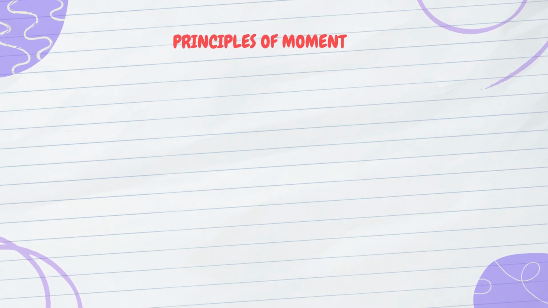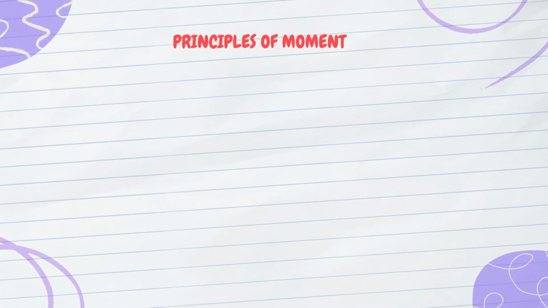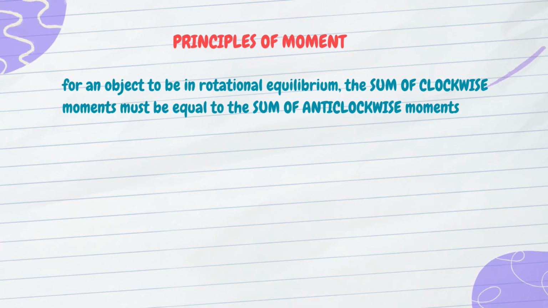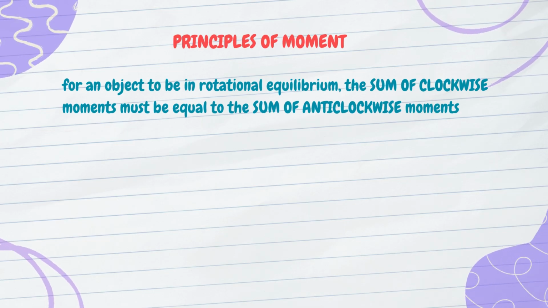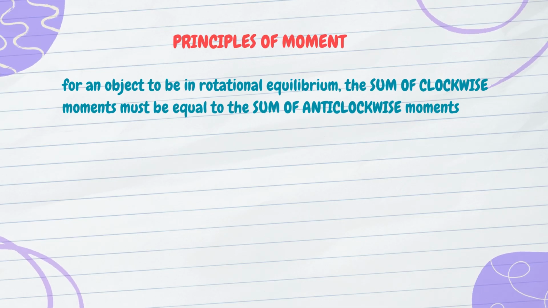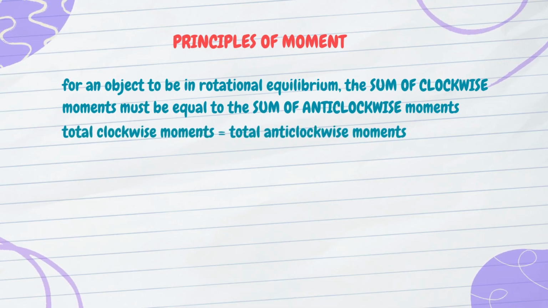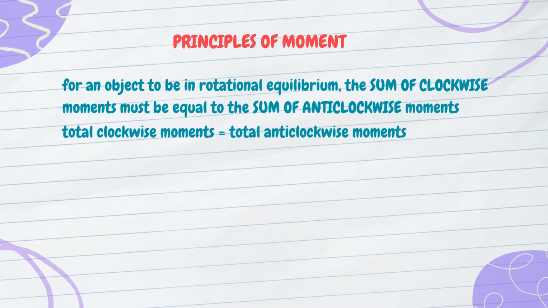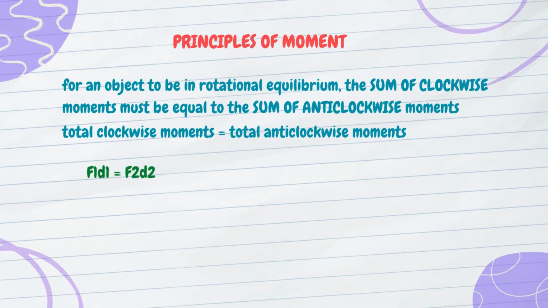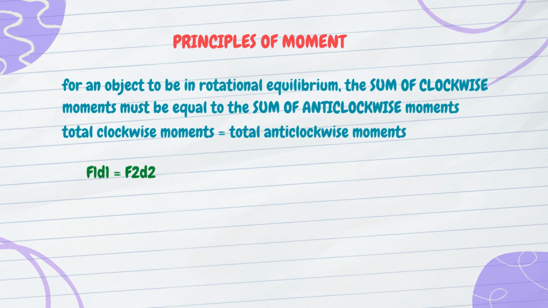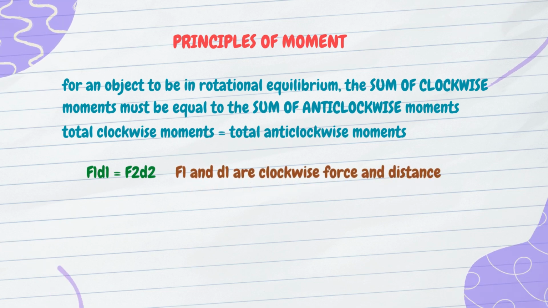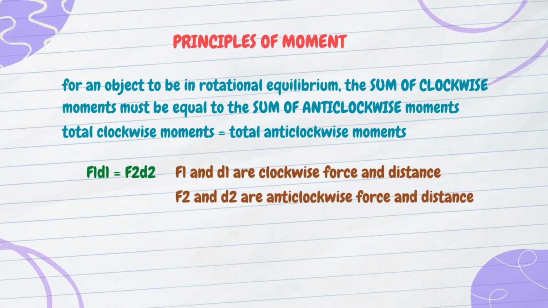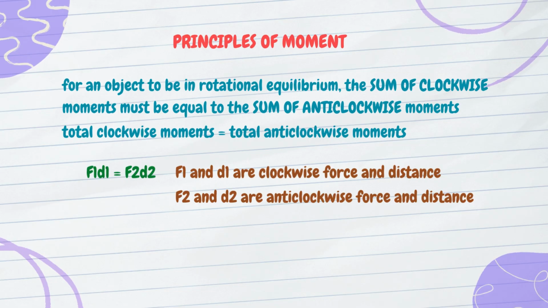Now the principle of moments. The principle of moments states that for an object to be in rotational equilibrium, the sum of clockwise moments must be equal to the sum of anticlockwise moments. At equilibrium, the total clockwise moments is equal to total anticlockwise moments. The principle of moments is mathematically expressed as F1 d1 is equal to F2 d2, where F1 and d1 are clockwise force and distance, and F2 and d2 are anticlockwise force and distance.